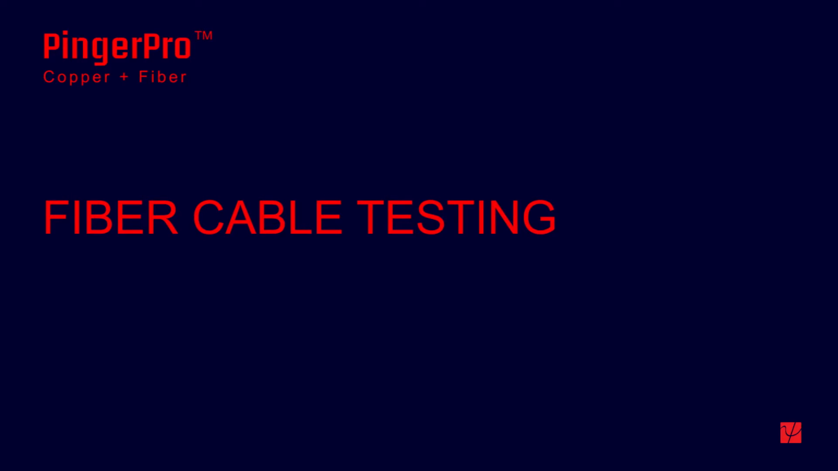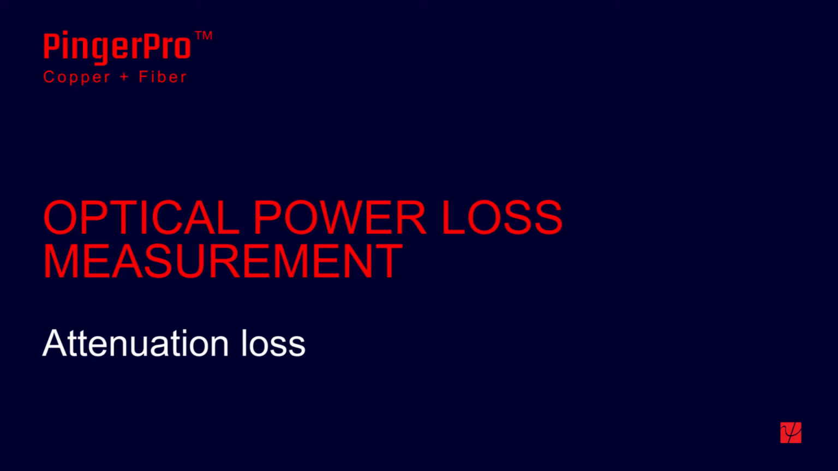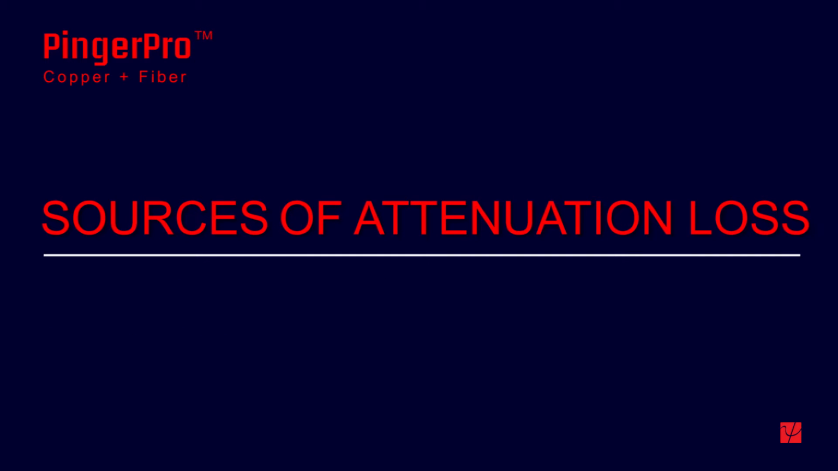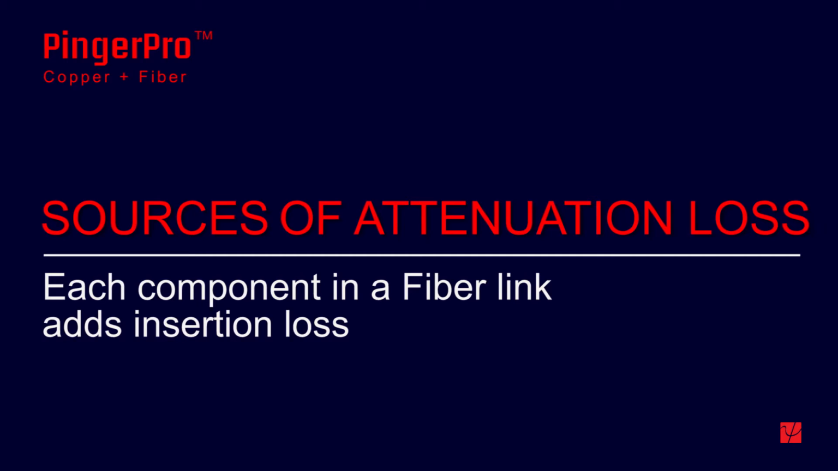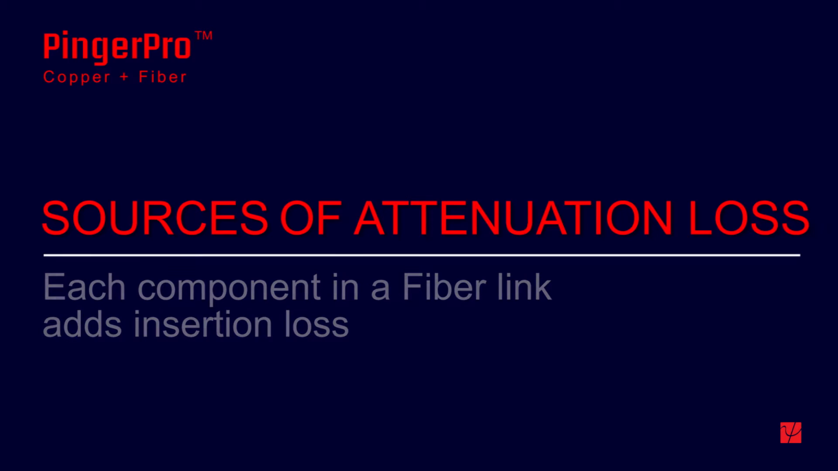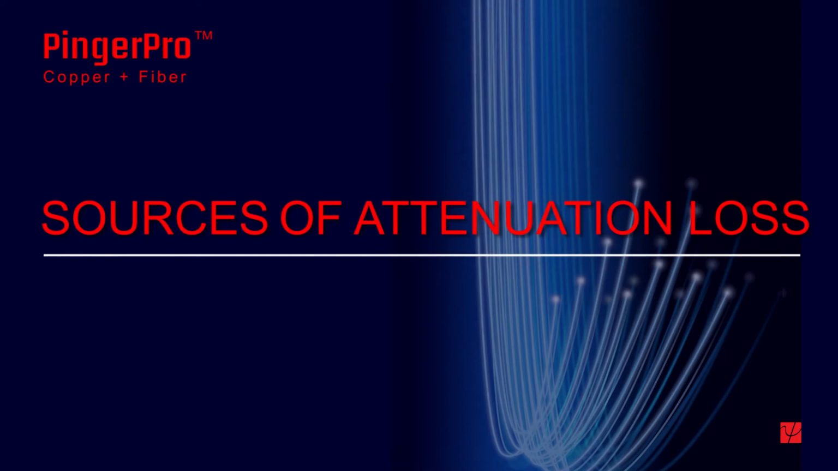Fiber cable testing consists of optical power loss measurements, which are also referred to as attenuation loss. There are many potential sources for attenuation loss in a fiber link. Each component in the link has an associated insertion loss, even when installed perfectly. As more components are added to the link, the total attenuation loss budget is reduced, making proper installation even more critical for the link to operate as expected.